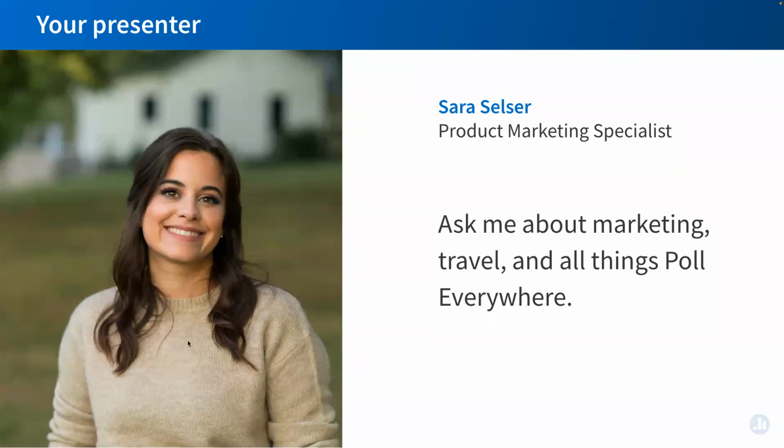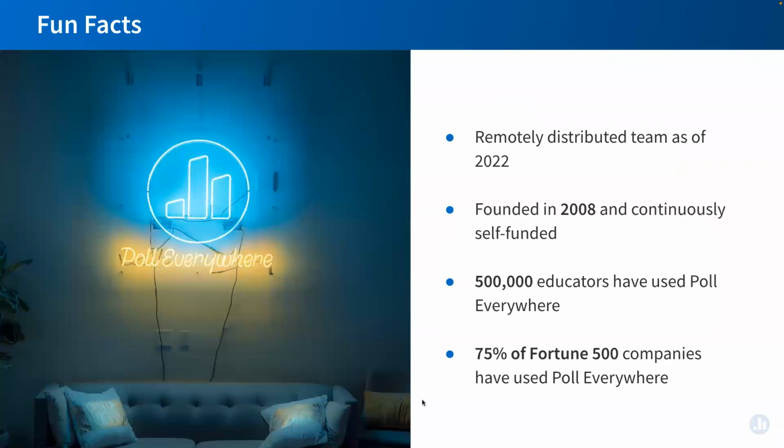So with that, let's go ahead and jump into a little bit of background about us. This is just a brief introduction about us. We were founded in San Francisco, but actually as of this year, we are an entirely remotely distributed team. Poll Everywhere was founded in 2008 and has been continuously self-funded. At least 500,000 educators and 75% of Fortune 500 companies have used Poll Everywhere since our founding, and they have used Poll Everywhere to enhance their presentation and help engage audiences.